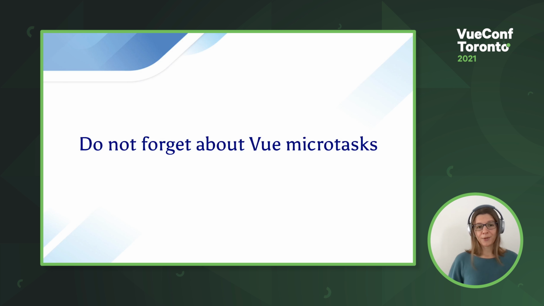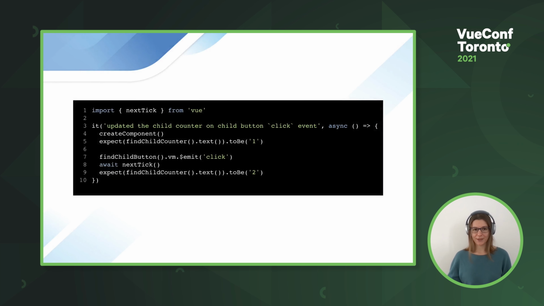And one more thing that was there across all the tests: don't forget about Vue microtasks. This often happens when you were testing component internals, when you operated with wrapper.vm properties, and then you switch to testing component output. People forget that Vue requires a next tick to apply changes to the component template. So this is something you have just seen. We're emitting a click event, and then we are waiting for the next tick. And only after this, we are checking that the counter changes.